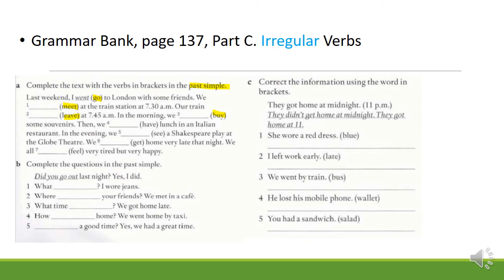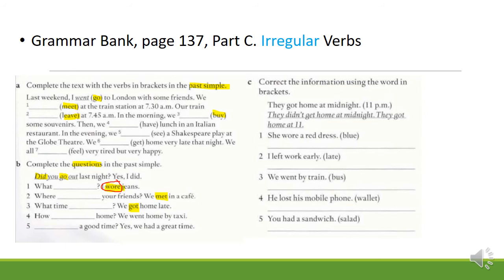Then you have to complete the questions in the past simple. In this case, you will start with the auxiliary did, the subject, and the verb in infinitive. To know which verb to use, you have to read carefully the answer, and here you will find some clues to know which verb to use in the question. Remember that when you write a question, you will use the infinitive form.